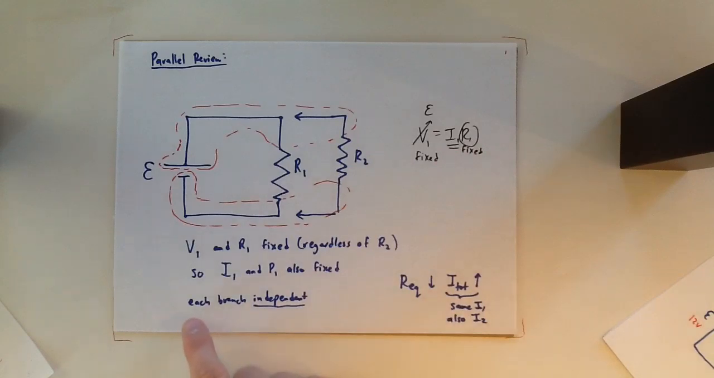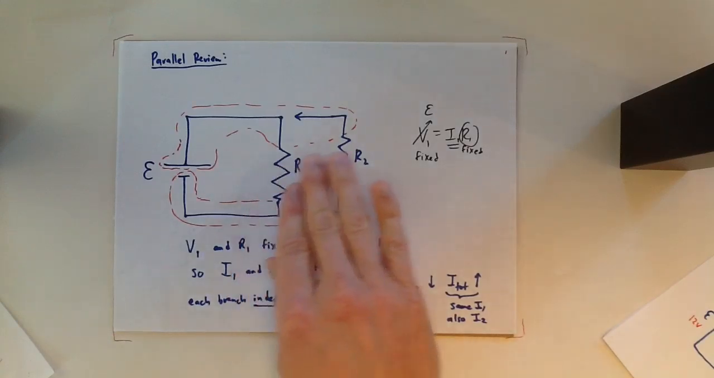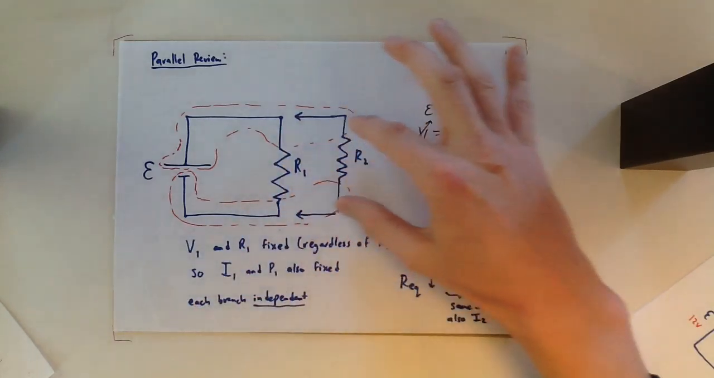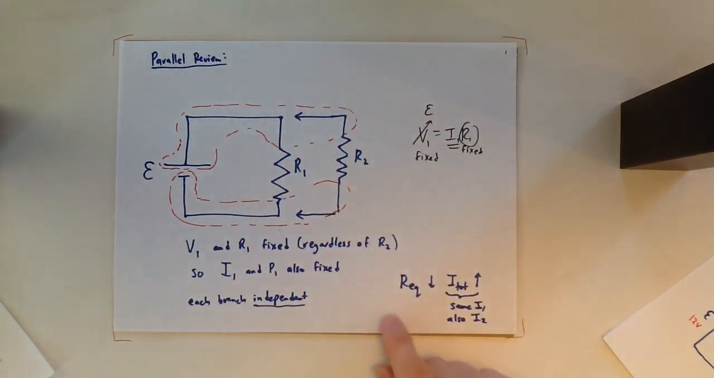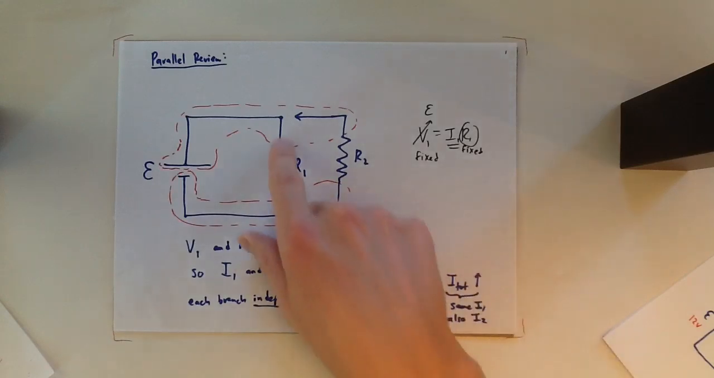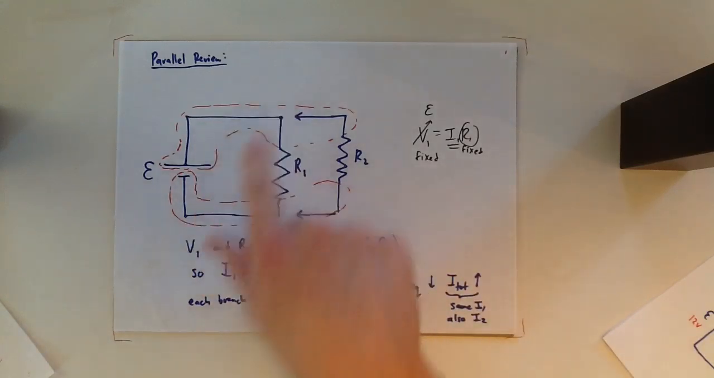Essentially, that's kind of the hallmark of a parallel circuit, that each branch is independent. It does its own thing regardless of whether or not there are other branches connected. Now, of course, as you do add these other branches, the equivalent resistance of the circuit does go down, and the total current does go up. And so it is a legitimate question to say, how can I1 stay the same while I total goes up?